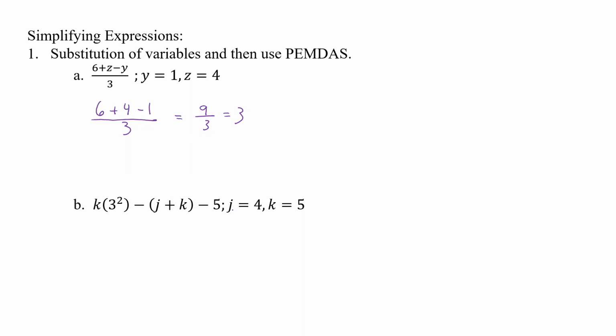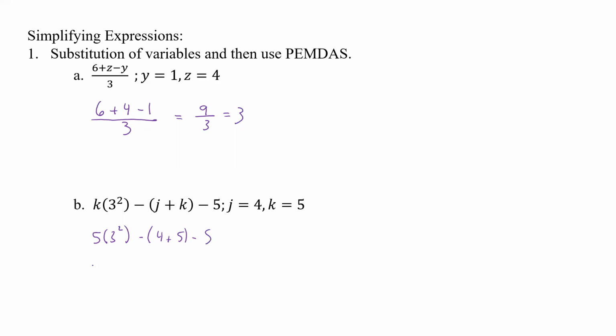Well, here it says j is 4 and k is 5. And so we're going to plug those values in here and simplify. So k is 5, so we have 5 times 3 squared minus, and then we have j, which is 4, plus k, which is 5, and then we have minus 5. All right, so PEMDAS says we're going to do exponents first, then we're going to do parentheses, and then we're going to do multiplication, and then we're going to do our subtraction.